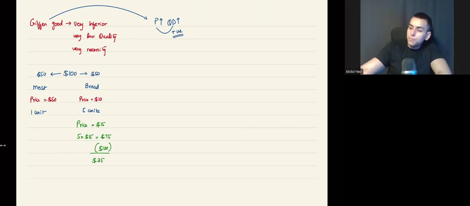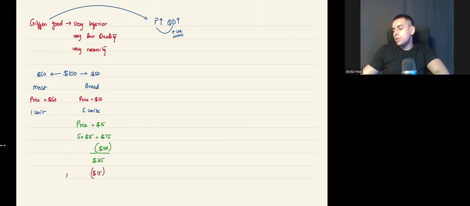Okay. Now I am left with $25 and the price of meat is $50. The price of meat is $50, right? So am I able to afford meat anymore? No. But I can afford bread, another unit of bread. So what will I do? I will buy another unit of bread for $15, which means that I am now consuming 6 units of bread.